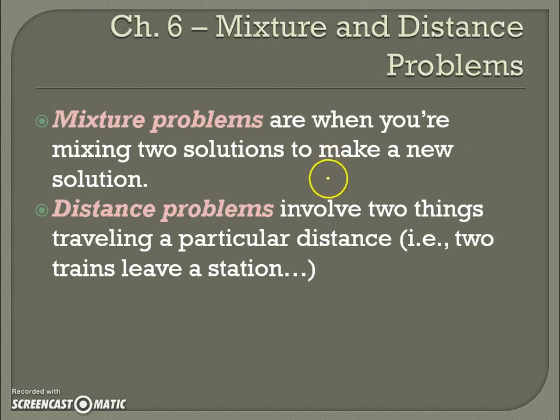Mixture problems are when you're mixing two solutions to make a new solution. We'll be looking at those in just a second. And distance problems involve two things traveling a particular distance. In other words, two trains leave a station. Just so you know, this is more of the focus. I'm going to treat both of these more like distance problems. These are not the only way to solve these kinds of problems. It's just the particular way that I'm going to be showing you. So distance problems really is our basis of everything.